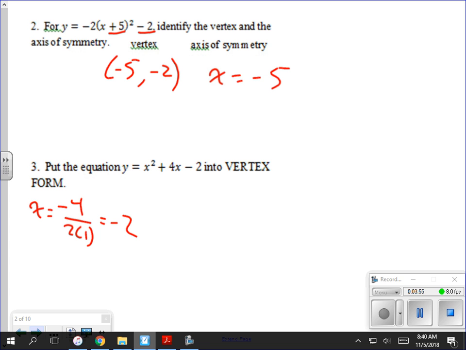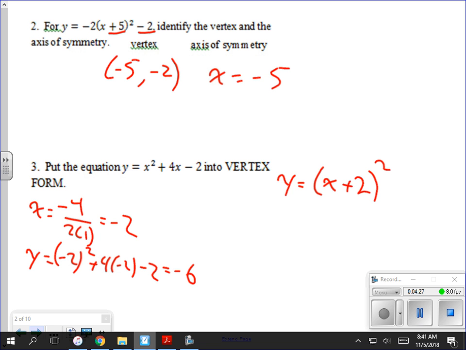So that's my x-coordinate. Take the x-coordinate, plug it in to find my y-coordinate. y equals negative 2 squared plus 4 times negative 2 minus 2, that's 4 minus 8, which is negative 4, minus 2 equals negative 6. So my answer would be y equals x, and it's the opposite of the x-coordinate of my vertex. So it would be x plus 2 squared, and then minus 6.